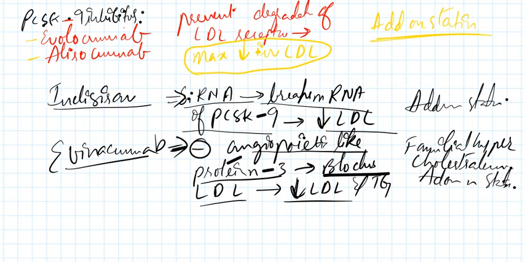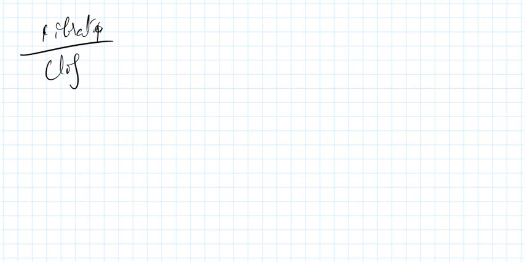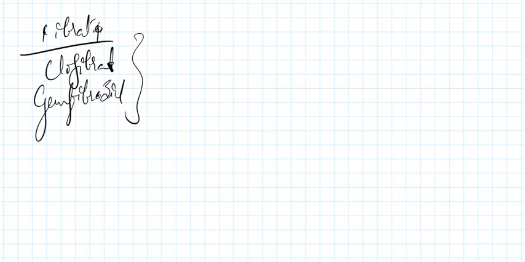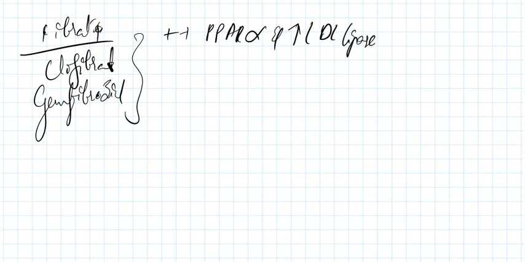Okay? Now the final drugs are fibrates. What are the examples? The main examples are clofibrate, fenofibrate, bezafibrate, gemfibrozil. Remember this drug, gemfibrozil. This is very important. How do all these fibrates act? It is simple. They stimulate PPAR alpha and increase lipoprotein lipase enzyme synthesis.